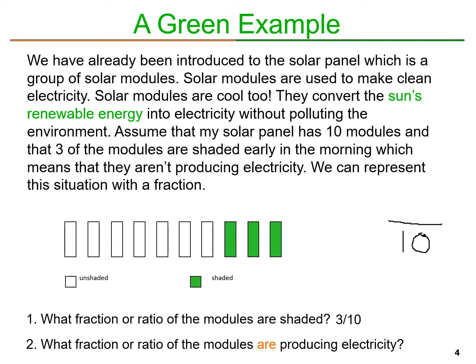This time, we want to select the number that are not shaded. We see that we have 1, 2, 3, 4, 5, 6, 7 modules that are not shaded. So the answer is 7 out of 10 modules are producing electricity. And that is this answer right here.